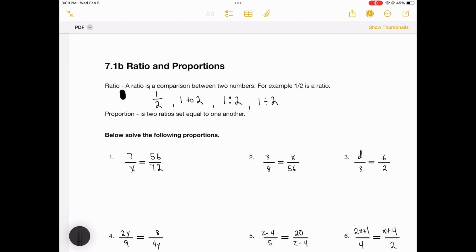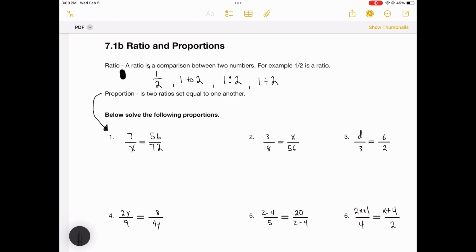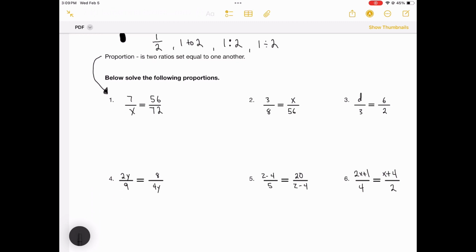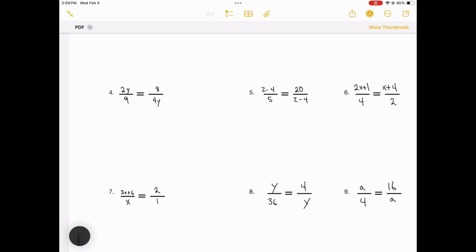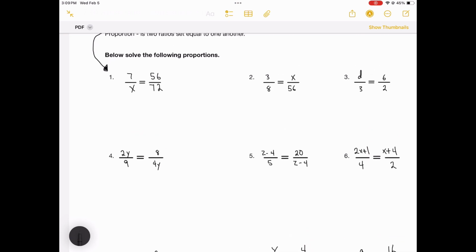A proportion is two ratios set equal to each other. For example, this would be a proportion, like number 1. And we'll talk about how to solve these, which we already kind of did, so we're not going to go into too much depth on these. But let's do number 1. We'll probably do number 1, number 4, and number 7. We'll just write on the side here.